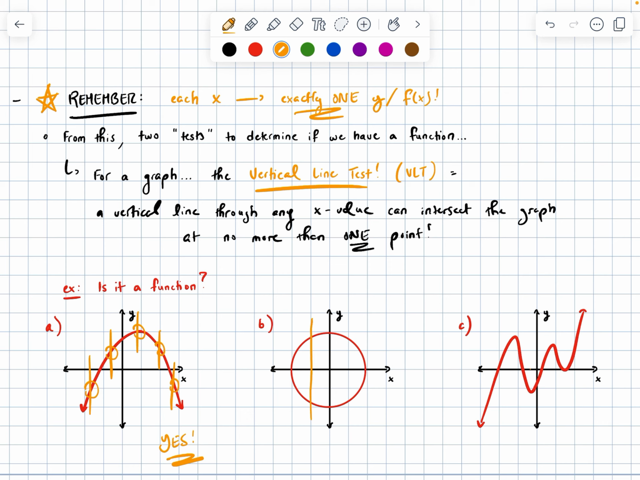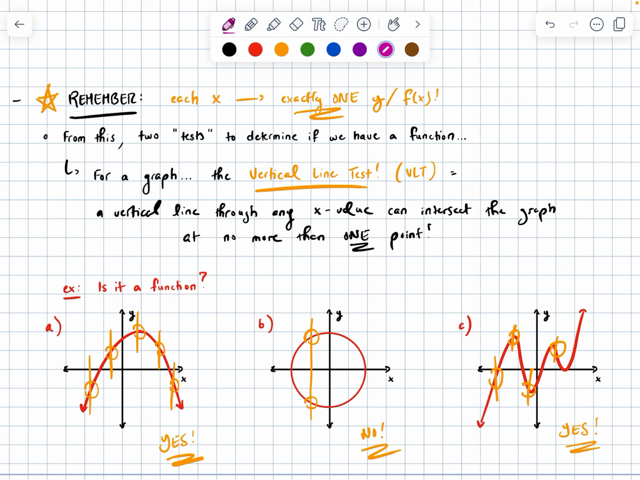Alrighty. Well, for B, I can get away with only drawing one vertical line. Maybe I draw it here. Notice that this vertical line intersects twice, which is more than once, so a circle cannot be a function, it is just a relation. But for this squiggle C, anywhere where I draw a vertical line, no matter where I drop it, I hope you can see that I'm only crossing the graph at a single point. This guy is indeed a function by the vertical line test.